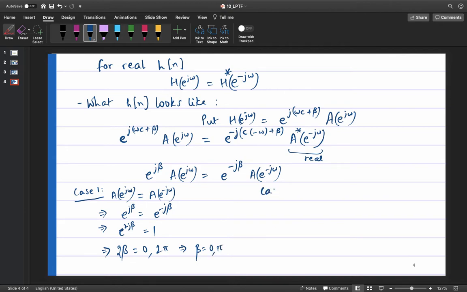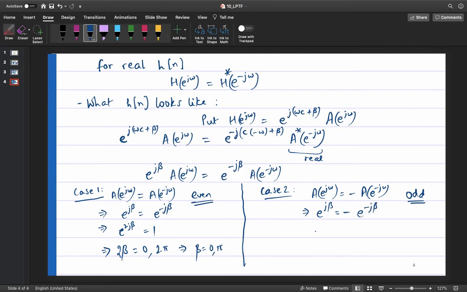And what is case 2? Case 2 is A(e^{jω}) equals minus A(e^{-jω}), which means it's an odd function. So what does this imply? e^{jβ} is equal to minus e^{-jβ}. This means e^{2jβ} is equal to minus 1.